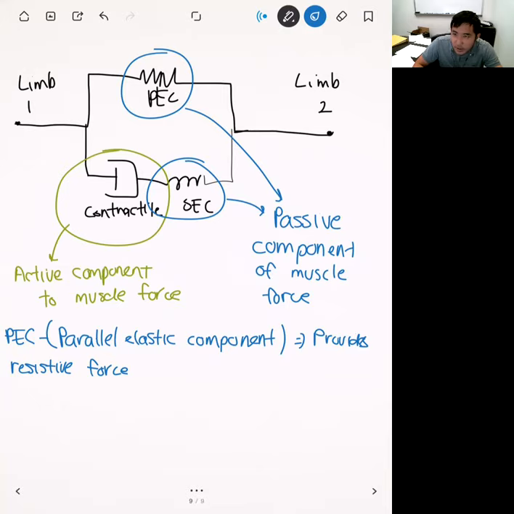And so this part has less to do with enhancing muscle force. And so this PEC just kind of tries to prevent you from stretching the muscle in the first place. Okay.